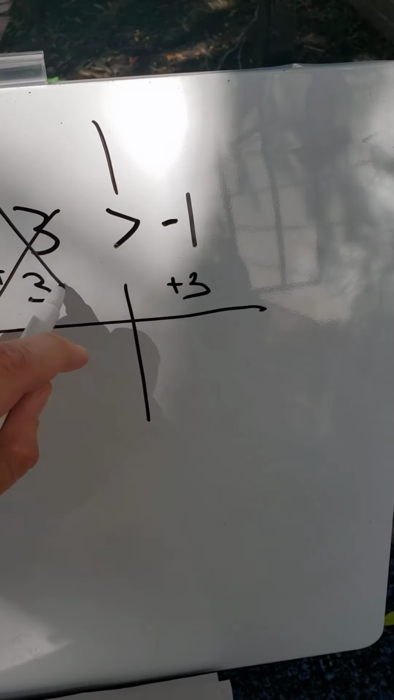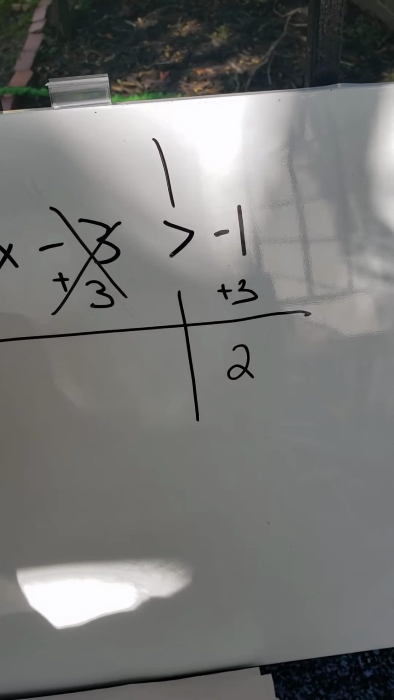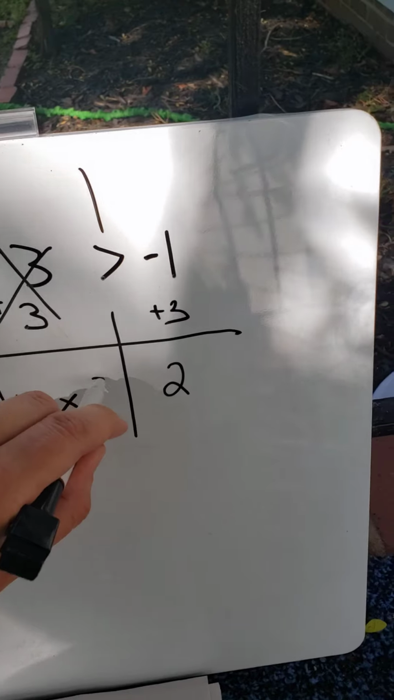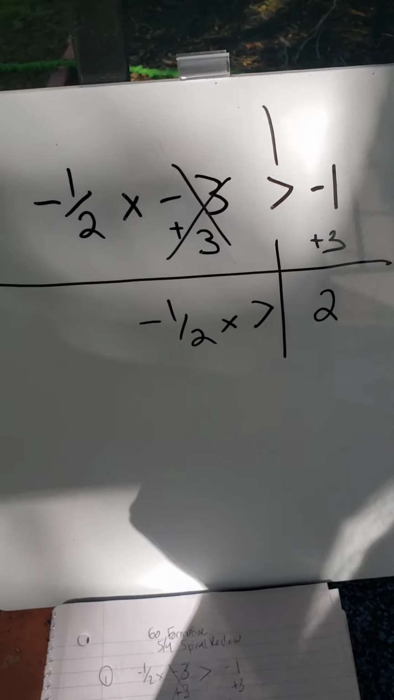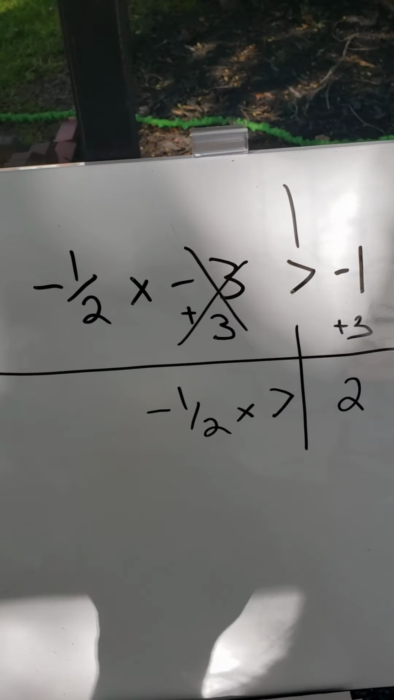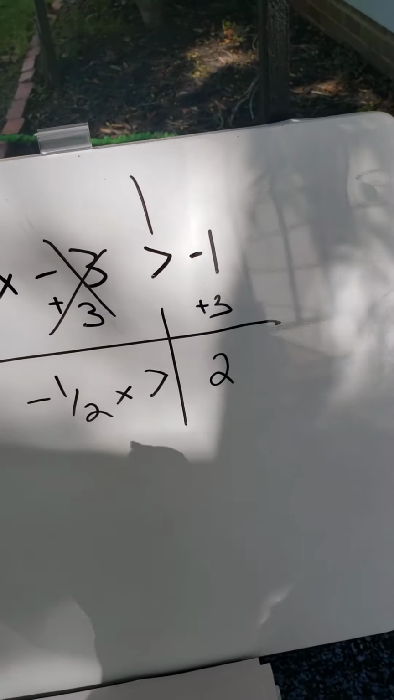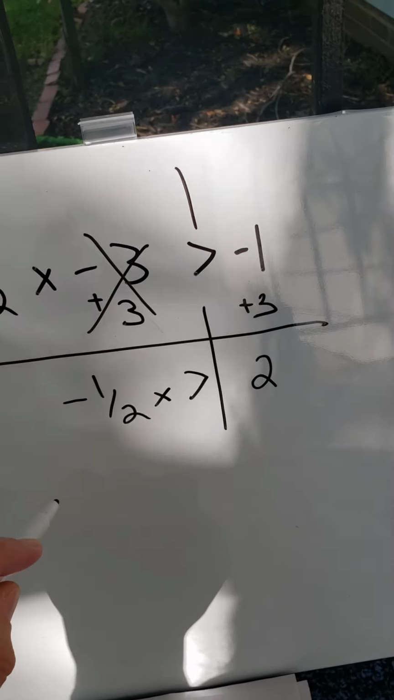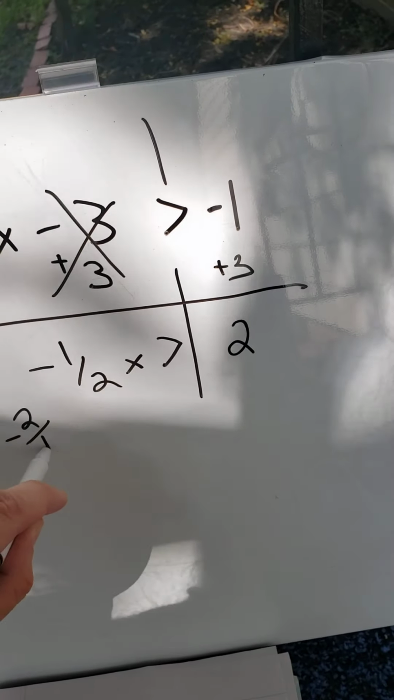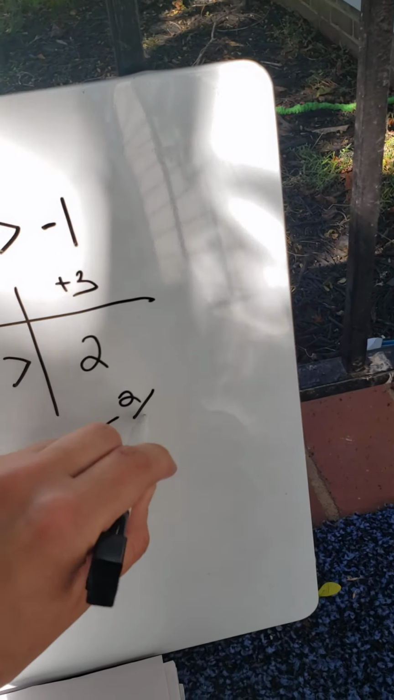Pretend this is the middle, your left and your right. So this gets rid of this. This we get 2. Bring this down. 1/2 x is greater than 2. And then we have this negative 1/2. To get rid of a fraction, you're going to multiply the reciprocal. So negative 2 over 1 here, negative 2 over 1 here.